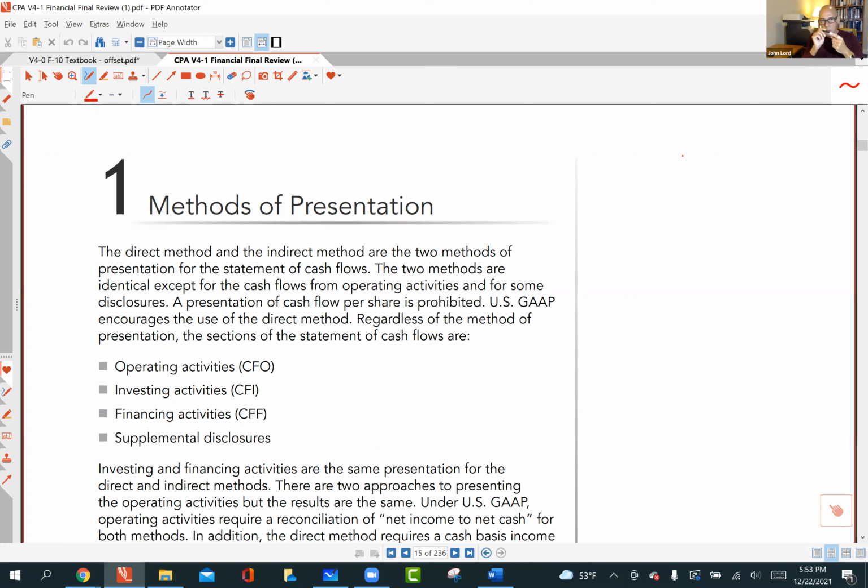We've seen it for not-for-profit, and you're going to see it because it's one of the basic financial statements that have to be prepared by all entities. Now we're seeing the statement of cash flows, and I can promise you, you're probably going to get about 10 points worth of statement of cash flow related questions on the exam. So I want to review that with you here as part of our final review discussion.